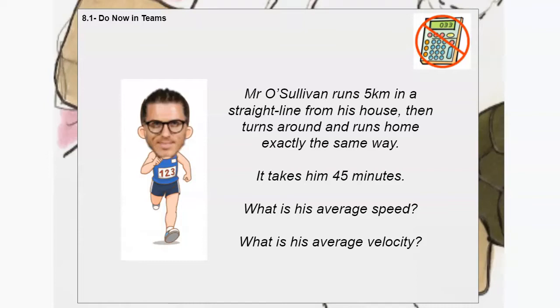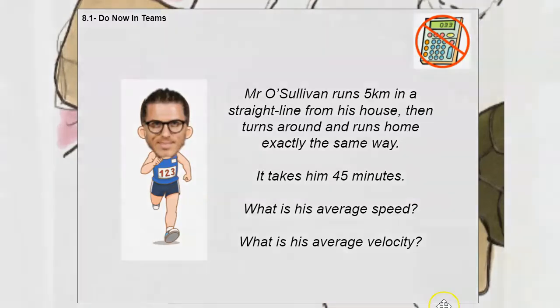Okay, so the key thing here is the difference between average speed and average velocity. And we'll get into this in a little bit more detail. But for the average velocity, well, that's quite simple, because the average velocity just cares about where Mr. O'Sullivan starts and where he finishes. And so his average velocity in this case, because he gets back home, is always going to be 0.